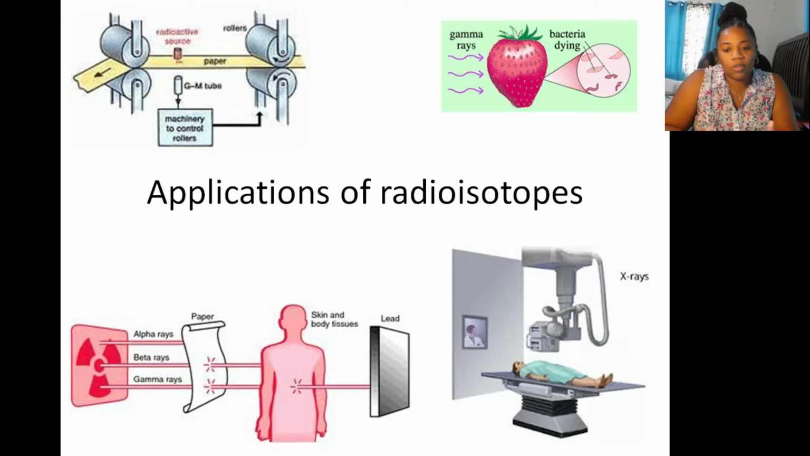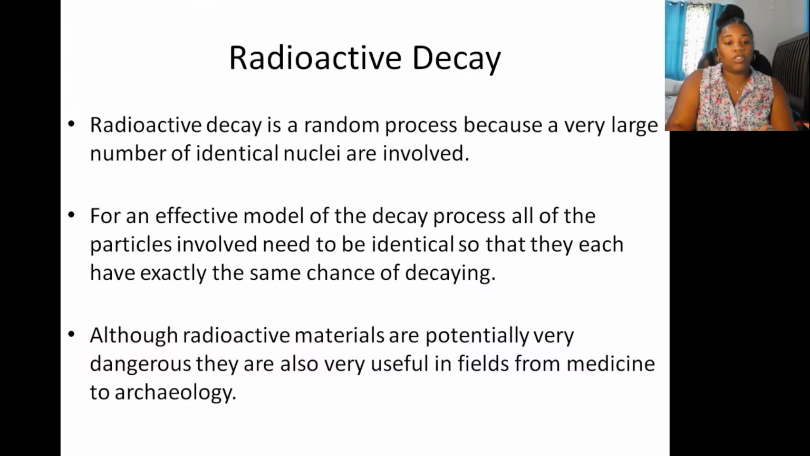Why were these elements that gave off radioactivity so important? We're gonna investigate that using this. So we're gonna first talk about radioactive decay. First of all, radioactive decay is a random process, okay?